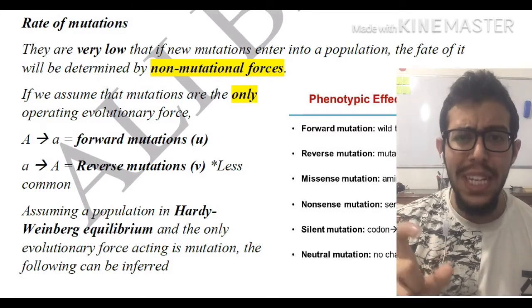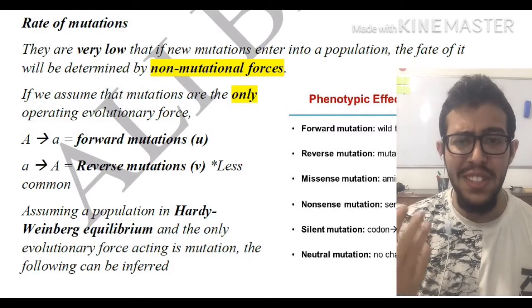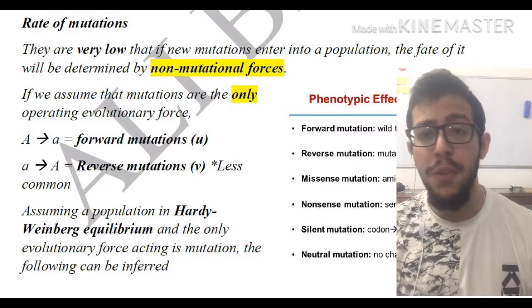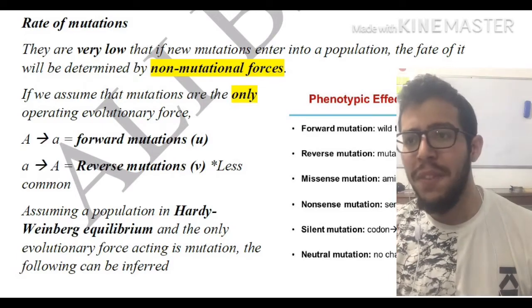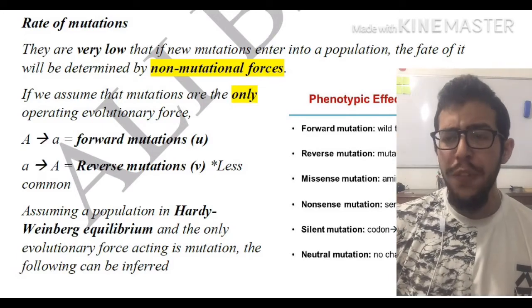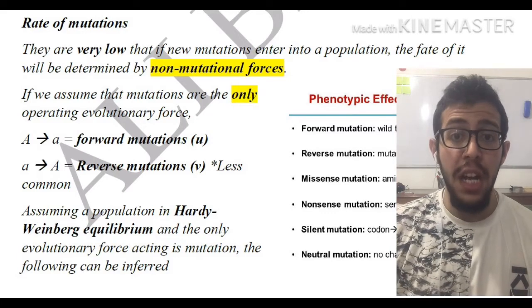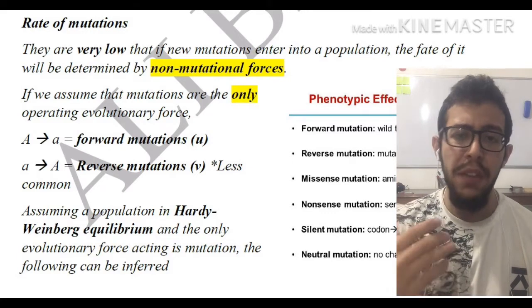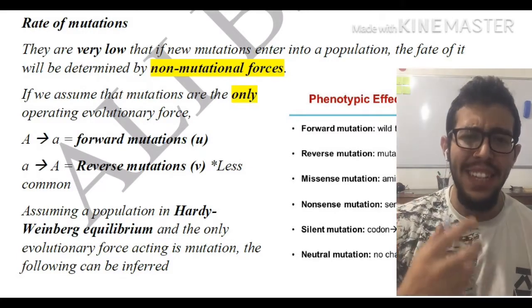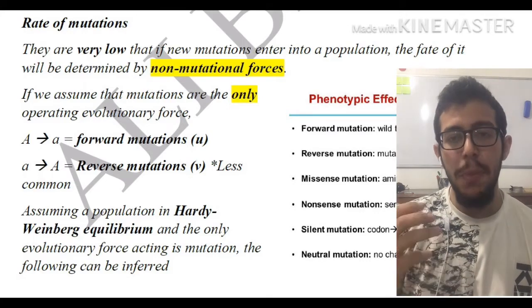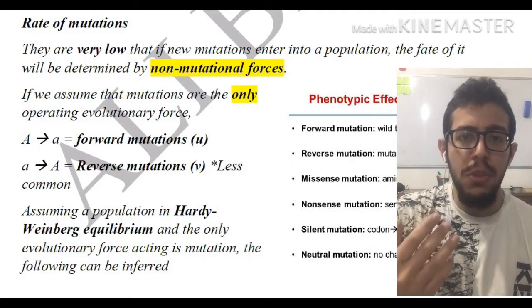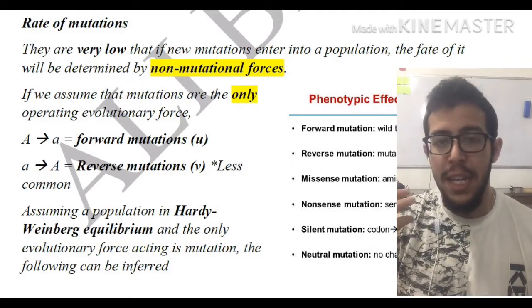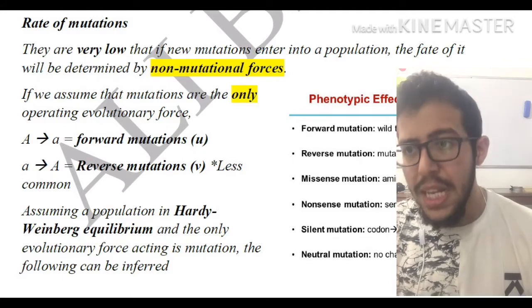It is worth noting here that reverse mutations are simply less common than forward mutations, and we're going to be taking an example of this later in the video. Now, if we assume a population in Hardy-Weinberg equilibrium, by the way, whenever we talk about population genetics, it is extremely important to assume Hardy-Weinberg equilibrium, or else this calculation is going to be extremely difficult.